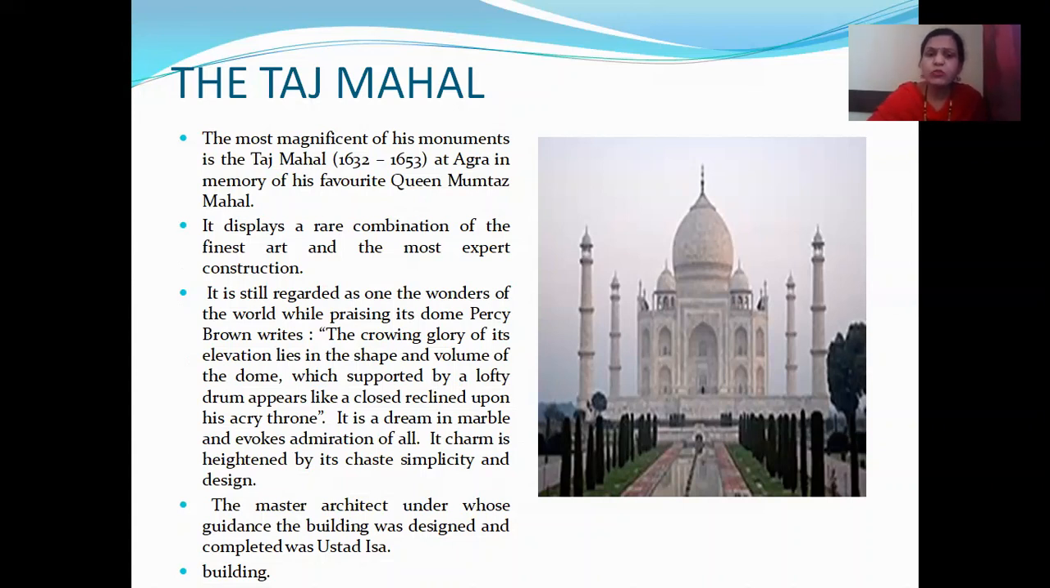It displays a rare combination of the finest art and the most expert construction. It is still regarded as one of the wonders of the world. While praising its dome, Percy Brown writes that the crowning glory of its elevation lies in the shape and volume of the dome, which, supported by a lofty drum, appears like a queen reclining upon her throne.